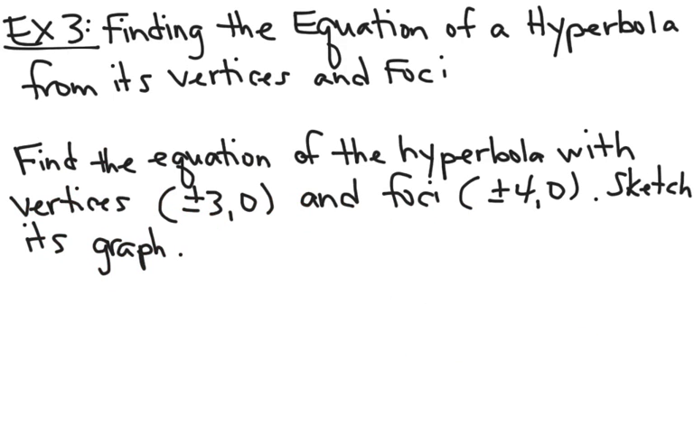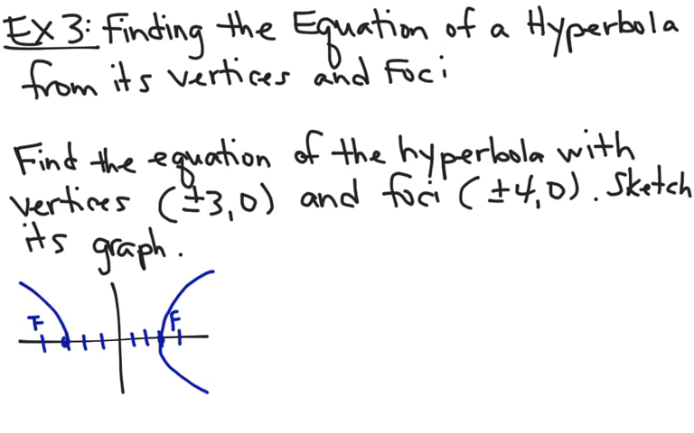Now I want to find the equation of a hyperbola from its vertices and foci. So if I tell you the vertices of a hyperbola are at plus or minus 3, 0, and the foci are plus or minus 4, 0, let's find the equation and sketch its graph. Now I'm going to draw a little sketch over here. I know that the vertices are at 3 and negative 3, 0. And I know the foci are at 4 and negative 4, 0. So I know that the hyperbola is going to look like this, just to start with.